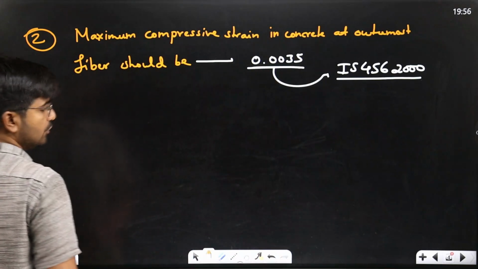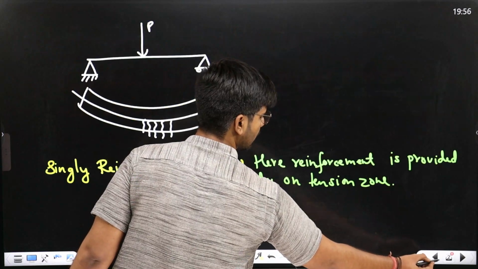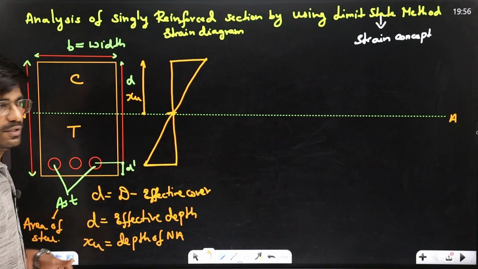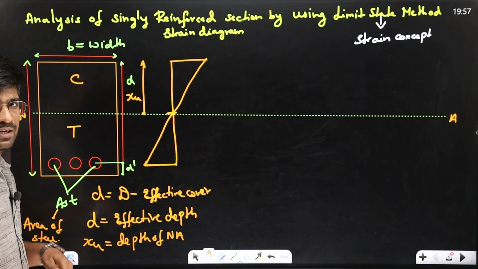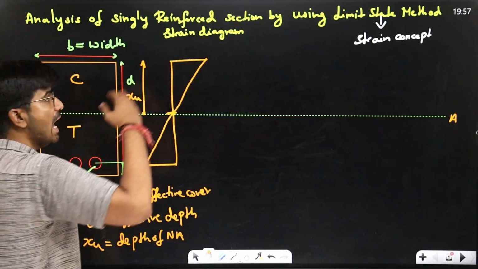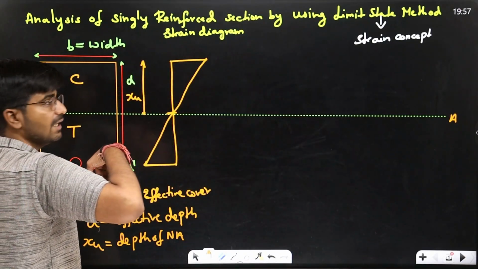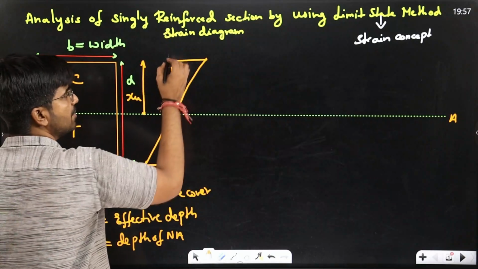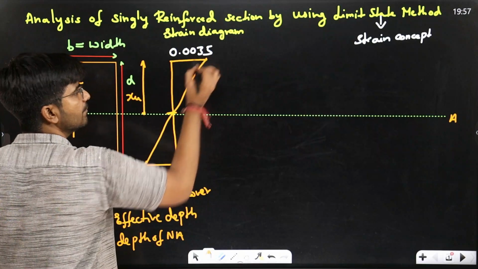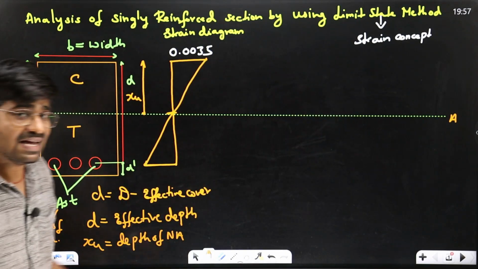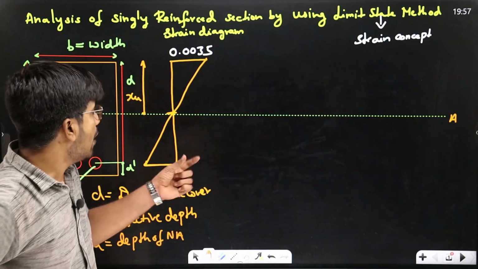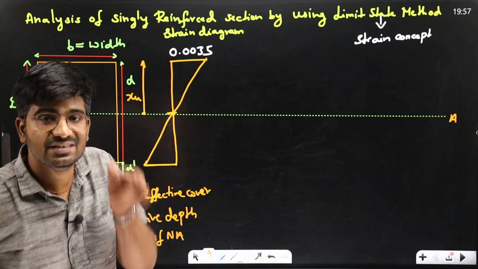Okay, so now this is your diagram. In this diagram, the strain is varying linearly, and there should be some value in the outermost compressive zone for concrete. The maximum strain for concrete in the outermost fiber is 0.0035. Very important. Each and every concept is very important. Maximum strain in the outermost fiber is 0.0035.